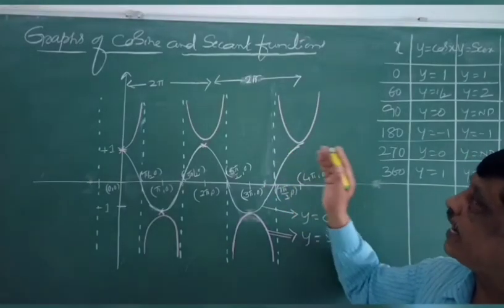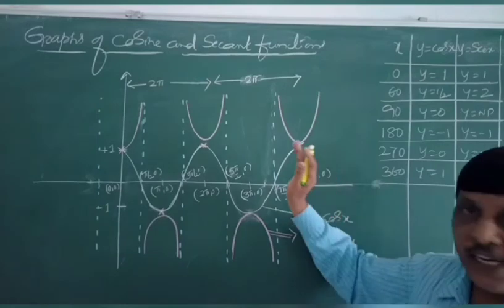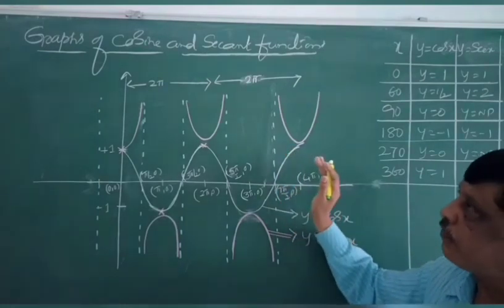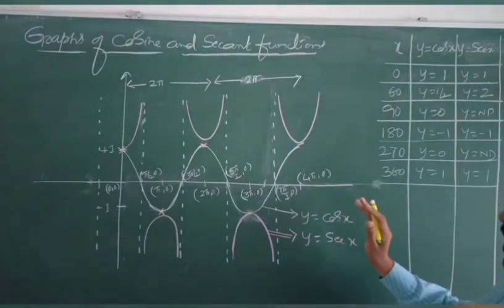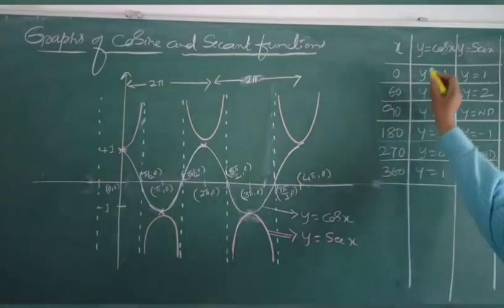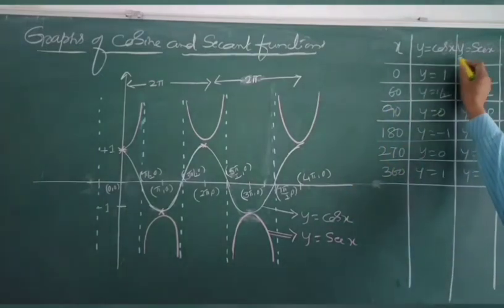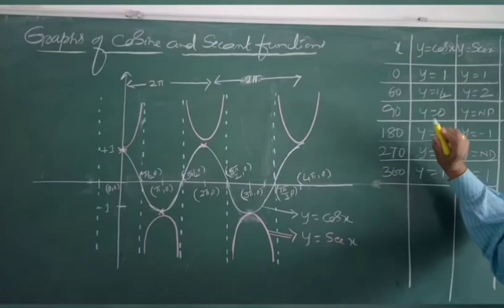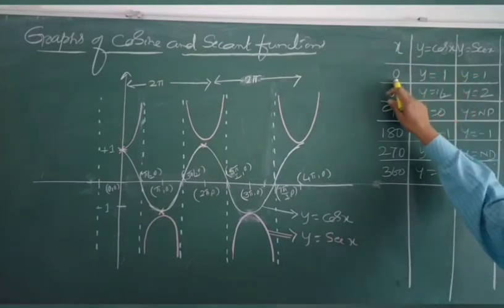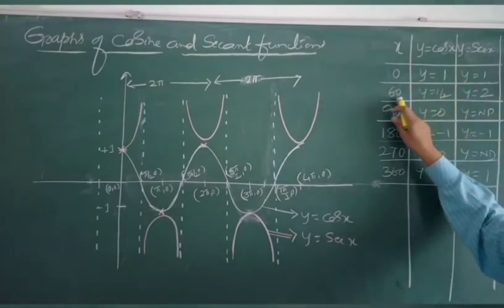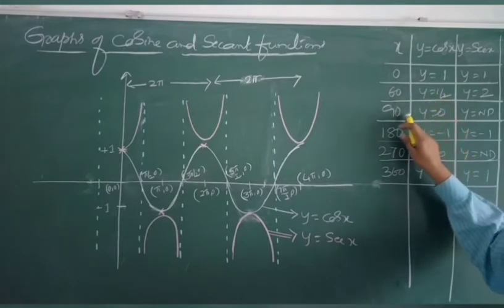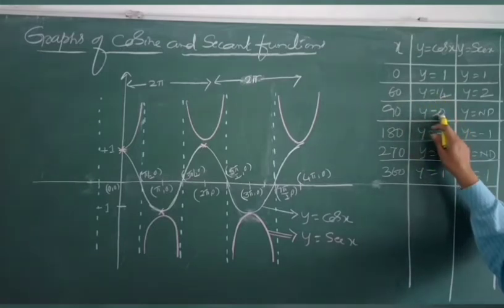Graphs of sine and cosecant function to trace out the curves. First we find the points satisfying the equation y equals cos x and y equals secant x. Here we know that when x equals 0, y is 1. When x equals 60, y equals half. When x equals 90, y equals 0.